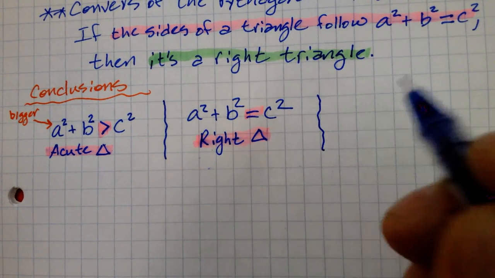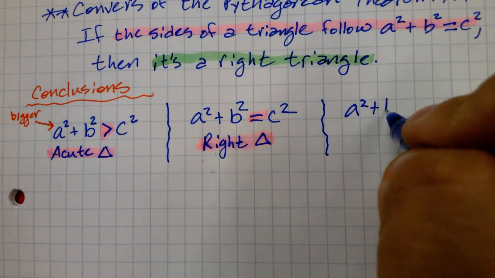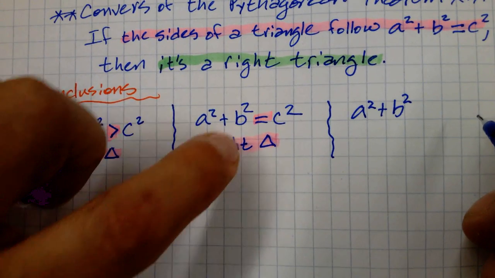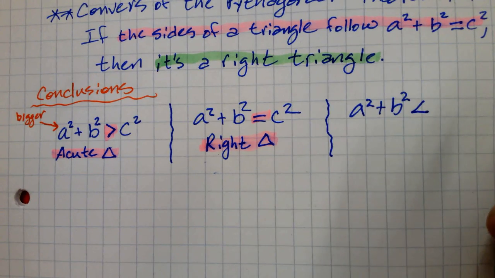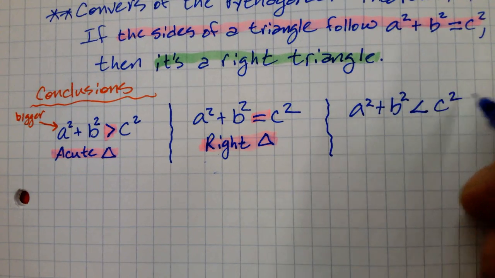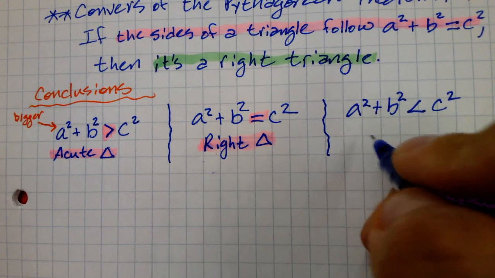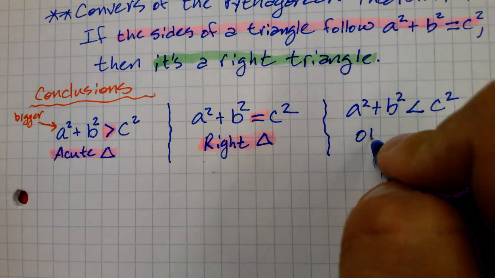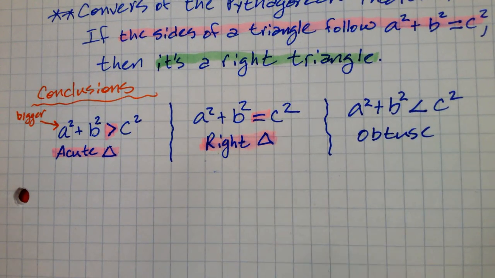And we have one more possibility. a squared plus b squared is, we did greater than, we have equal to, all we need is less than c squared. Turns out that if that's the case with the sides of a triangle, you have an obtuse triangle. So one of the angles will be bigger than 90 degrees.